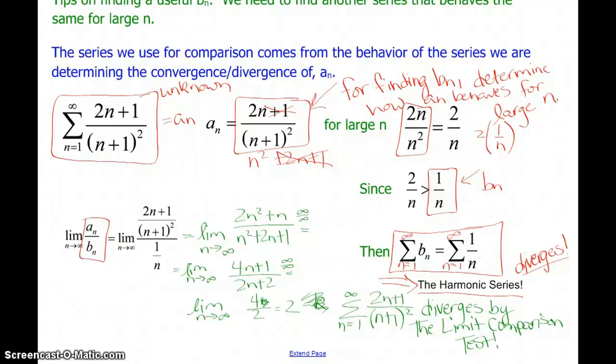So a lot to show for the limit comparison test. I have to show a B sub n. I have to show I know how that B sub n behaves. I have to plop that B sub n in the limit in the denominator with their given unknown series in the numerator, and then I have to get a result and interpret that result. Since 2 lies between 0 and infinity, that is a result that tells me that A sub n behaves exactly the same as B sub n does, so I know it diverges by the limit comparison test.